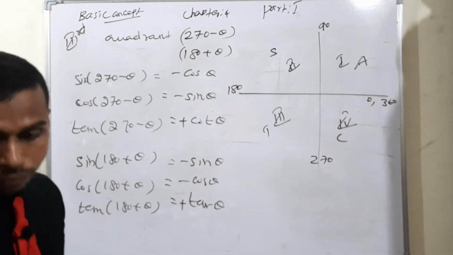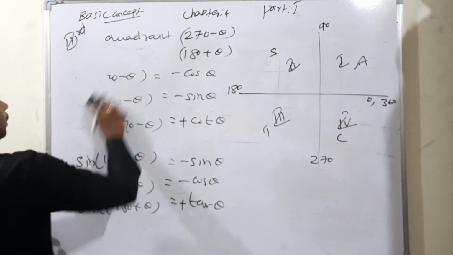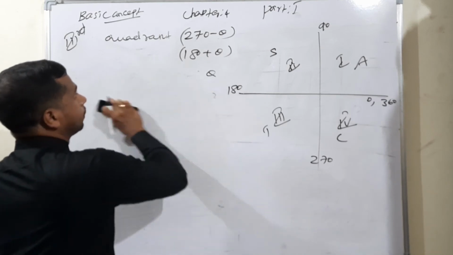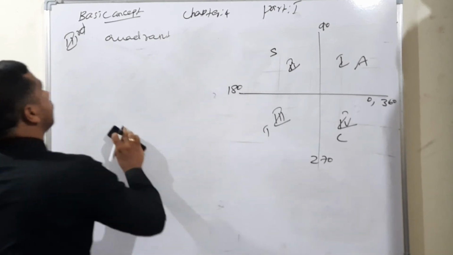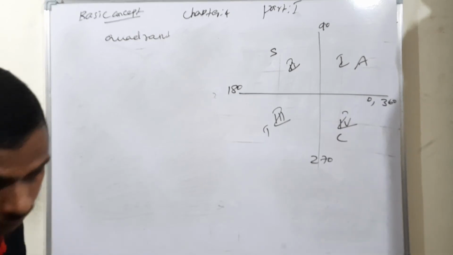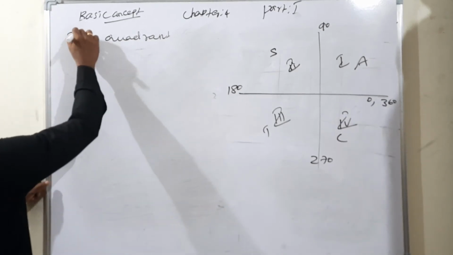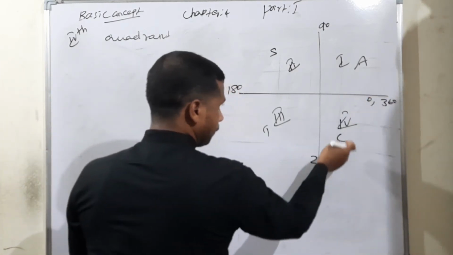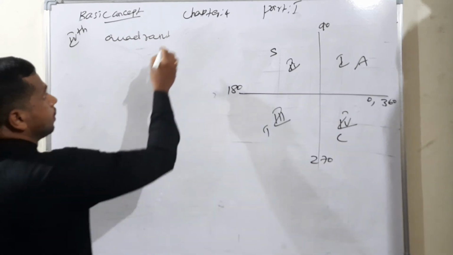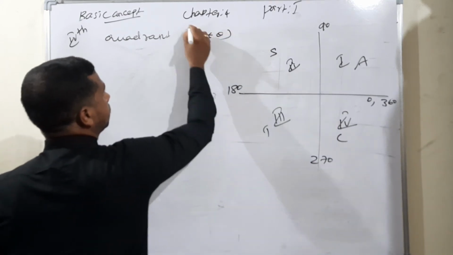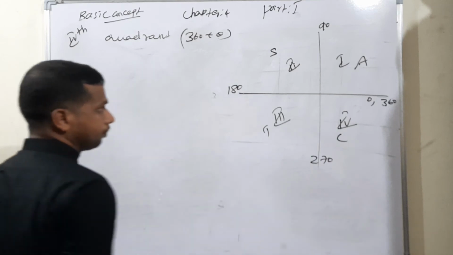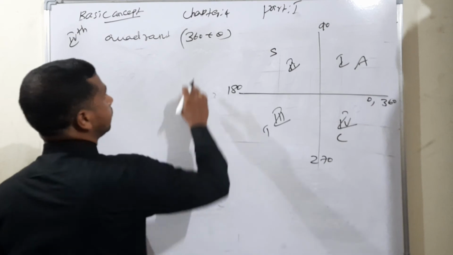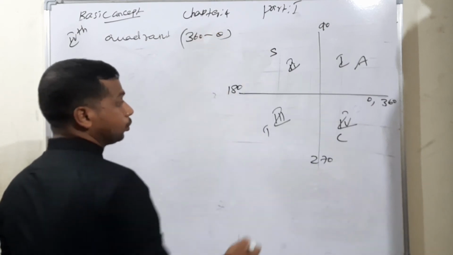Okay, moving to the last one, the fourth quadrant. Clockwise means 360 minus theta, isn't it? Counterclockwise means 270 plus theta.